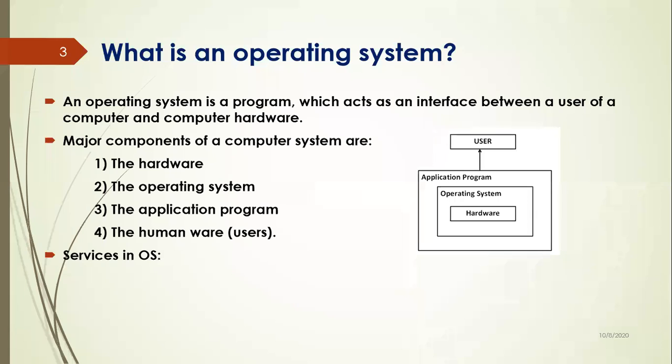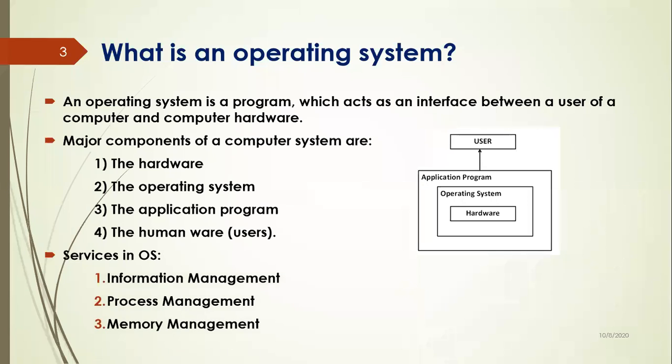Now, what are the services provided by the operating system? All the services provided by the operating system fall into three categories. First is information management, second is process management, and third is memory management. Now we are going to see all these services one by one in detail.